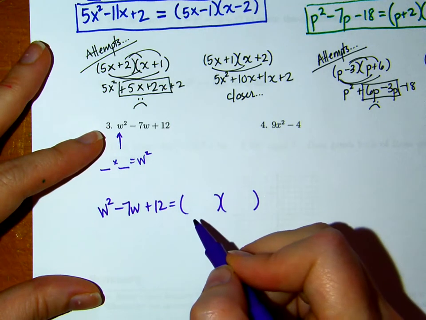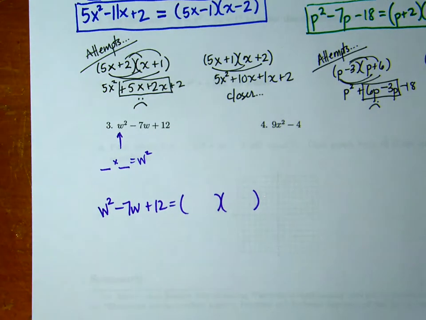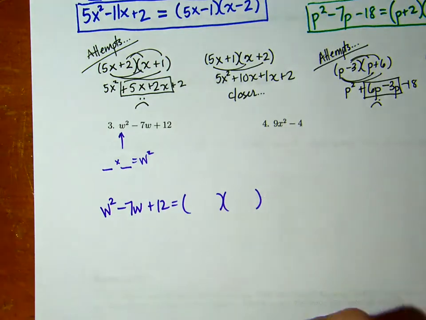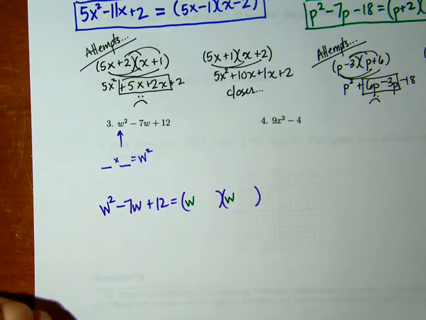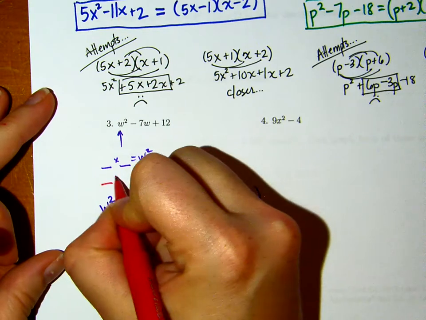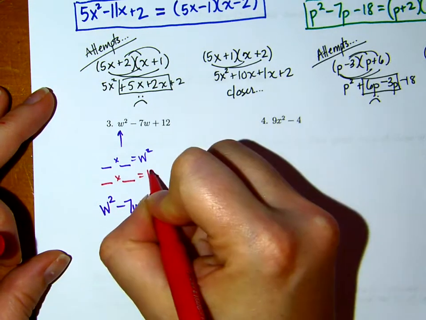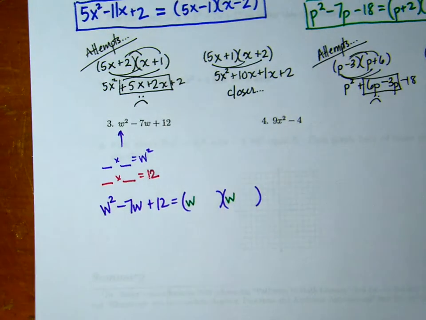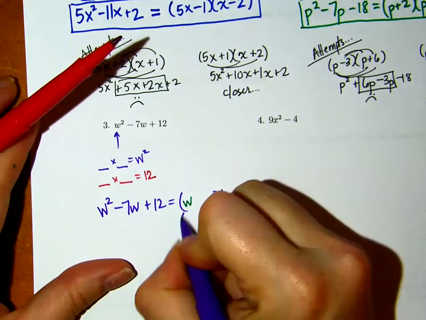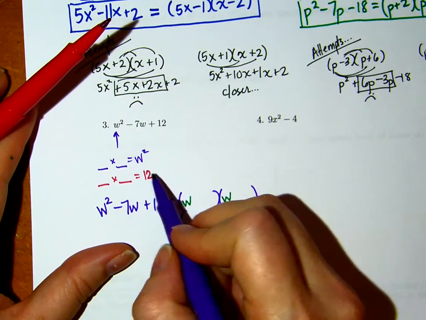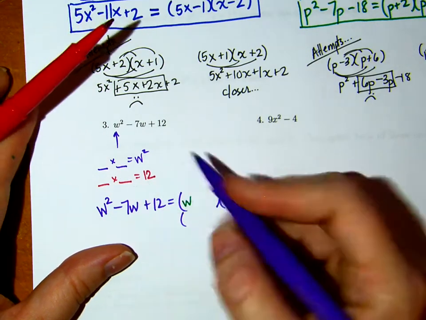And right now, I'm thinking the first thing that's going to go in here is a W by a W to get W squared. And then two things have to multiply to get 12. So this times this equals positive 12. Okay? I don't know, 1 by 2, 2 by 1. 1 by 12, 12 by 1.